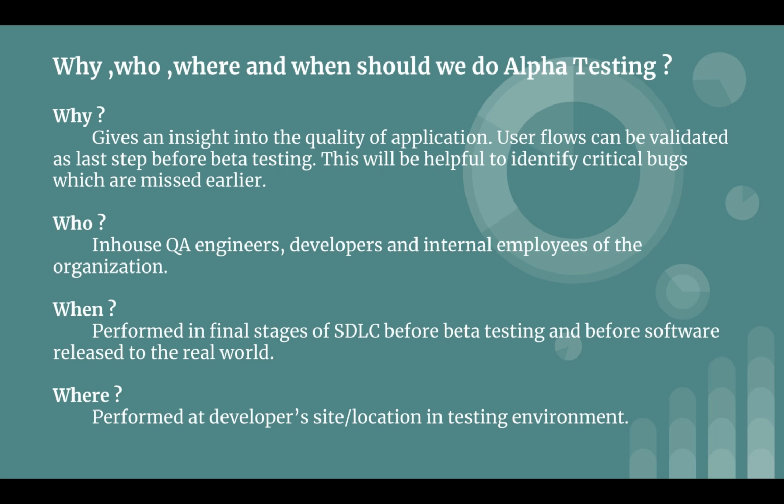When would it be performed? This would be performed in the final stages of the SDLC cycle, before beta testing and before releasing to production. Where do we do alpha testing? This happens in a testing environment at the developer site or location.